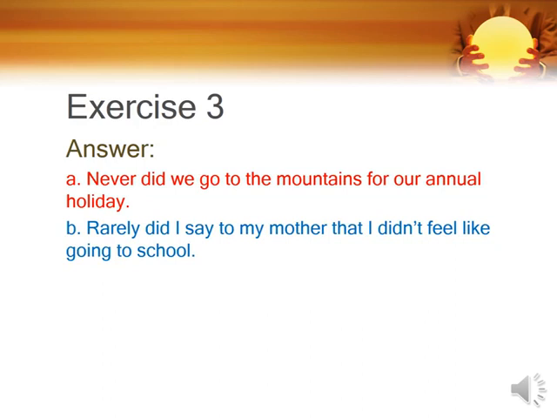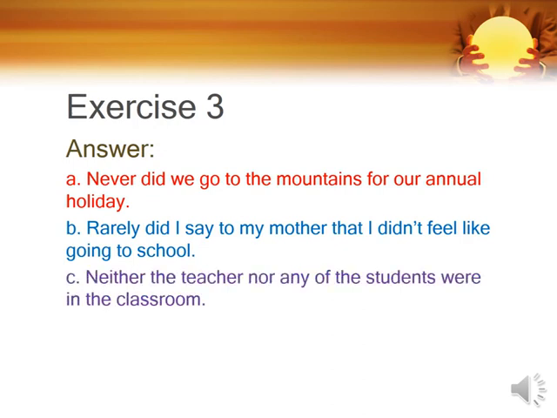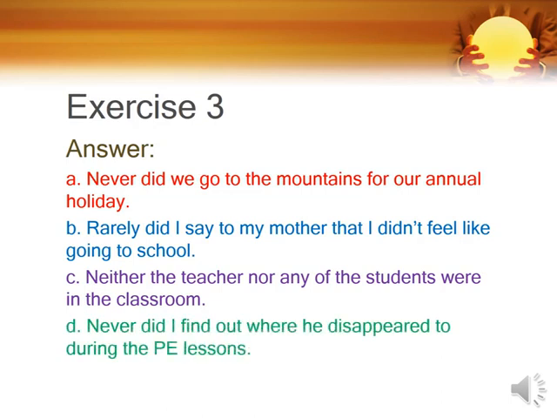The teacher was not in the class, nor were any of the students. We should start it with neither. So here we will say, neither the teacher nor the students, in this simple way, were in the classroom. For D, I never found out where he disappeared to during the PE lessons. So the sentence will be, never did I find out where he disappeared to during the PE lessons.